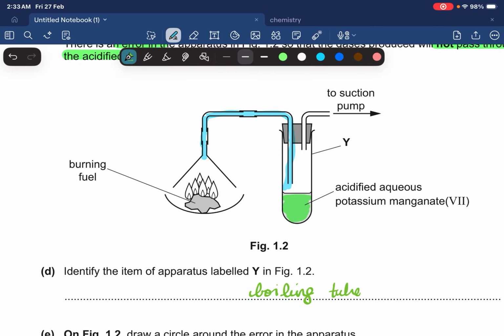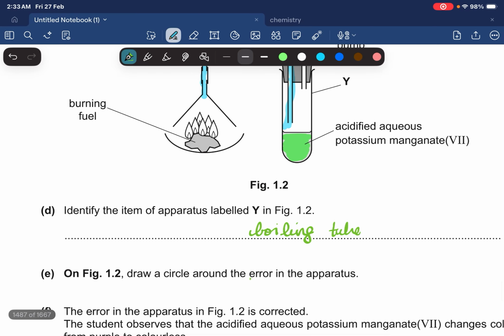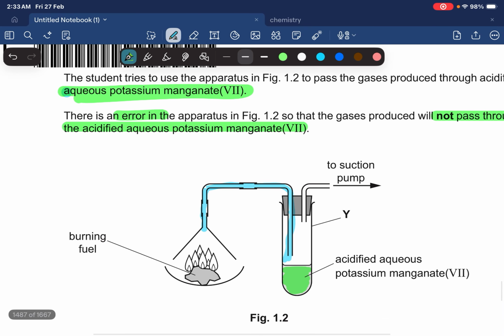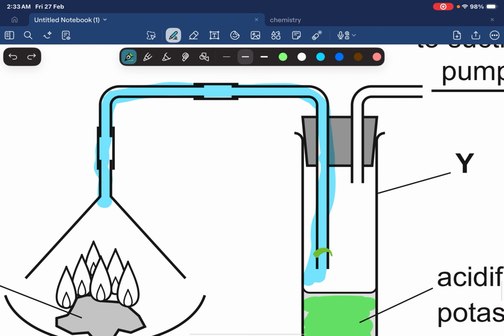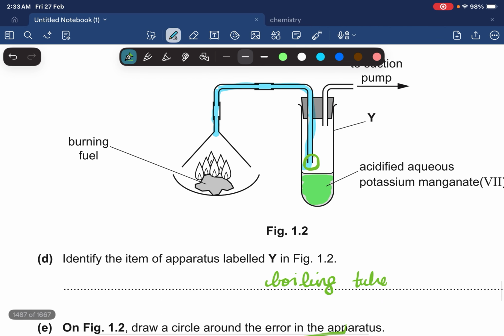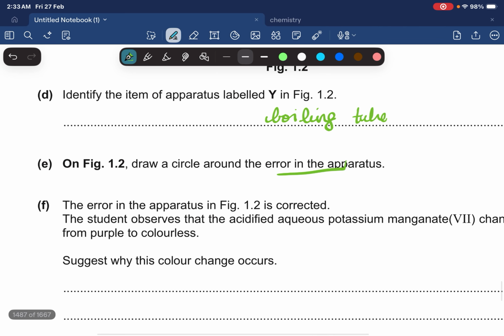It's a boiling tube. On figure 1.1, draw a circle around the error in the apparatus. I told you this thing is the error. Okay, so just don't make a very big circle, just a small circle around this. This is the error. The error in the apparatus is corrected.